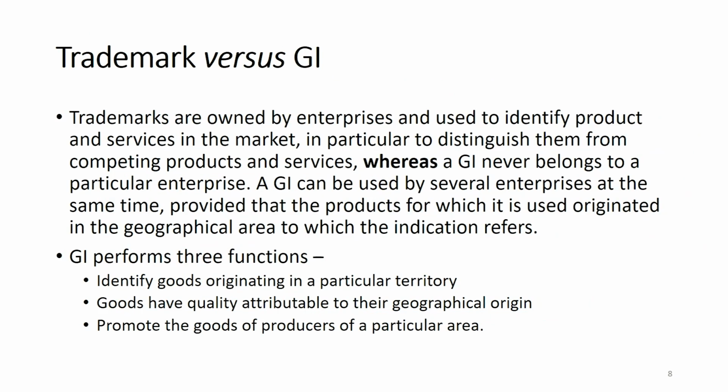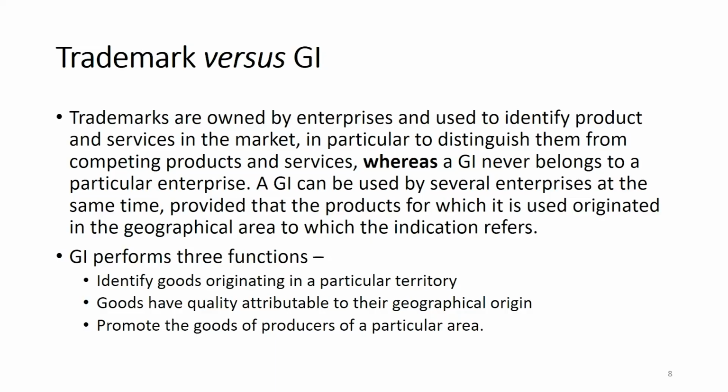There is a fundamental difference between trademark and geographical indication. GI indicates source, trademark also indicates source. How are these two different then? The first difference is trademark is owned by enterprises. There are proprietors, individuals are proprietors. And trademark is used to identify products and services in the market. And trademark distinguishes my goods and services from your goods and services. Trademark links the products, the goods, the services with a particular trader.